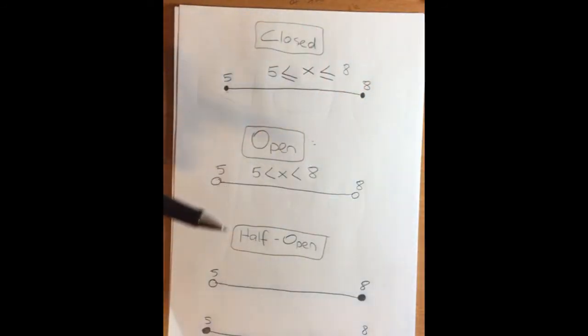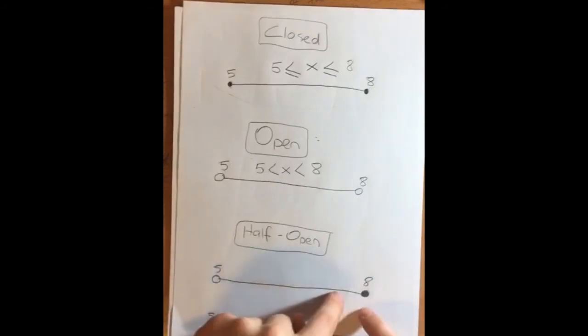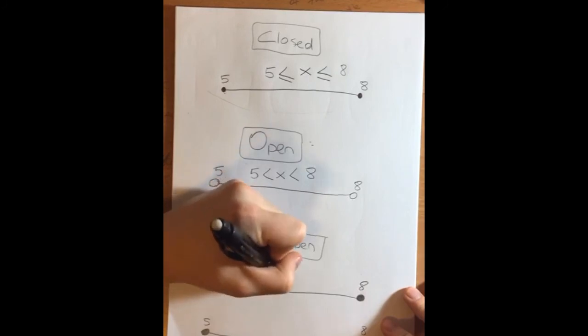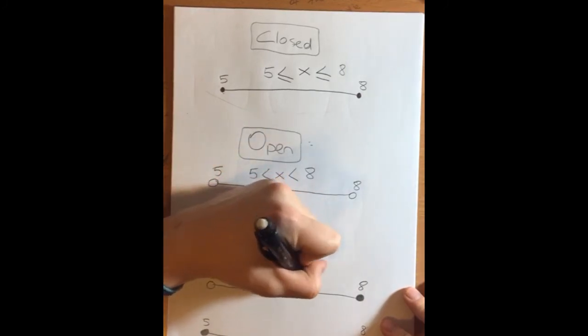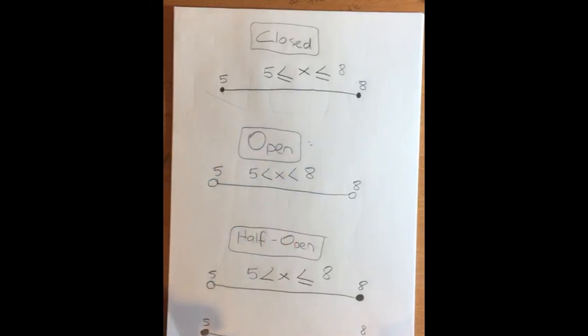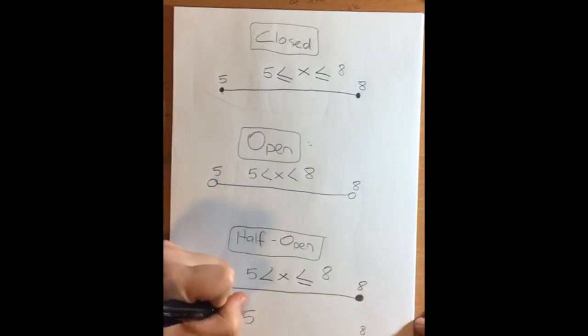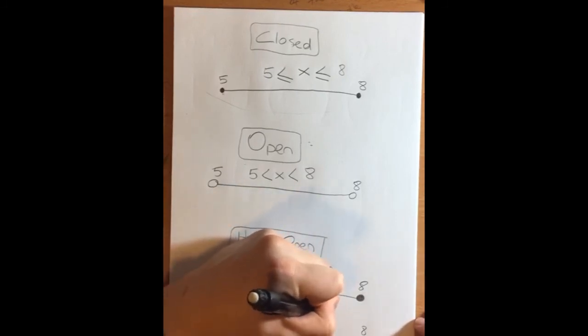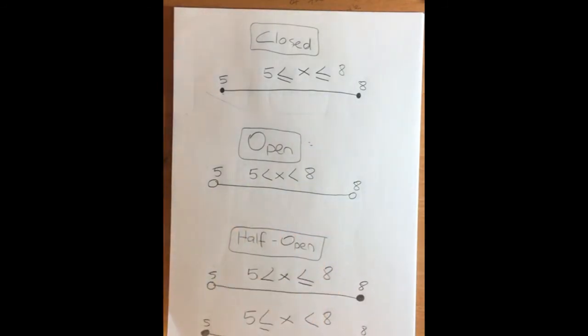In the half-open intervals, there are two types of representation that depend on the inequality. The first one is the first dot is not filled and the second dot is filled. This means 5 is less than x is less than or equal to 8. And the second one is the opposite way: 5 is less than or equal to x is less than 8. So this is the end of the interval topic.